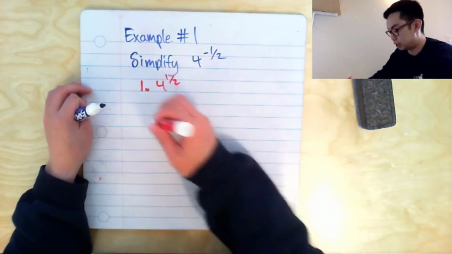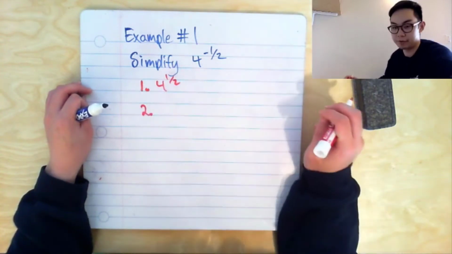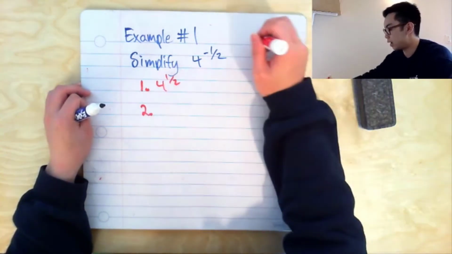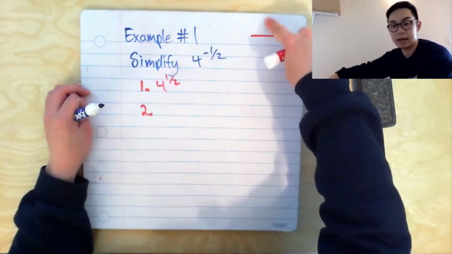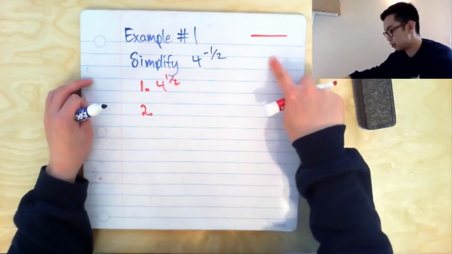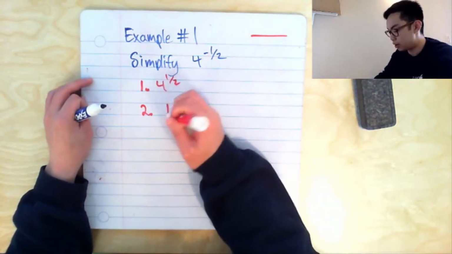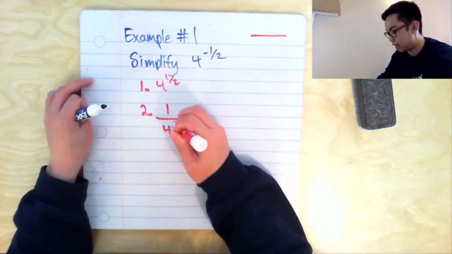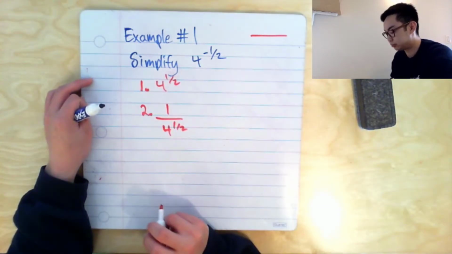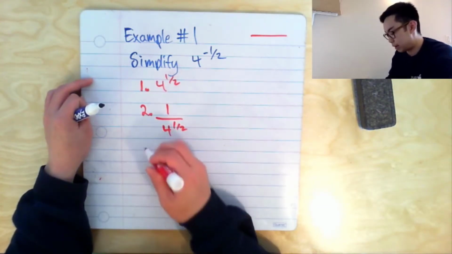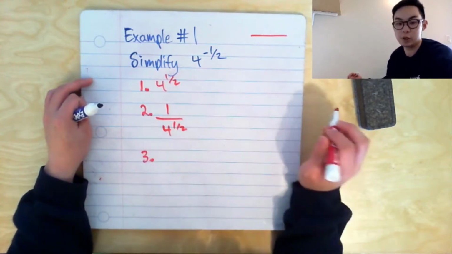The next thing I'm going to do is find the reciprocal of this number. Well, to do that, I just imagine having a fraction and bringing it to the other side. So I'm going to have 1 on the top and 4 to the half on the bottom. All right, so now I'm on step 3, which is evaluate.